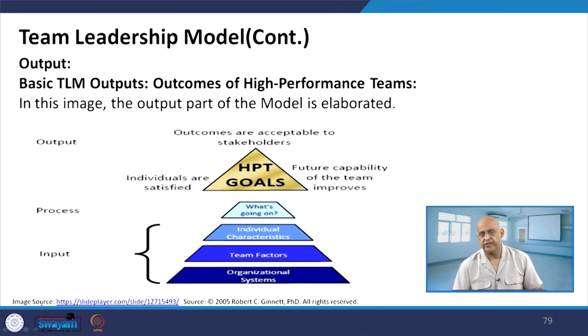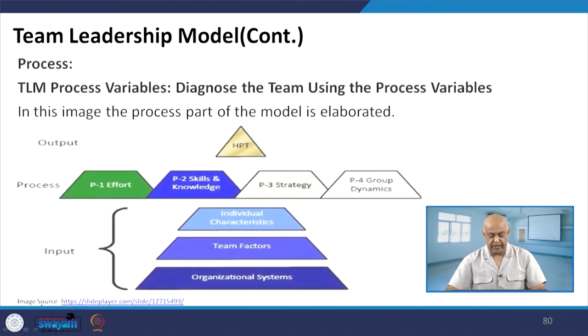But as mentioned earlier, the role of the individuals and the organization system will highly influence the team factors. So you can say that high performance teams are there, and high performance teams are creating this output which is highly acceptable. What is basically required is the contribution, by understanding the system and what is going on. If the system is going very positively, then there is no problem in coming out with the high performance team model. So it will depend on the individual characteristics also.